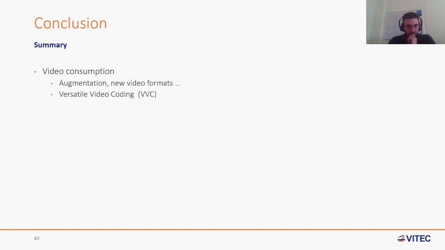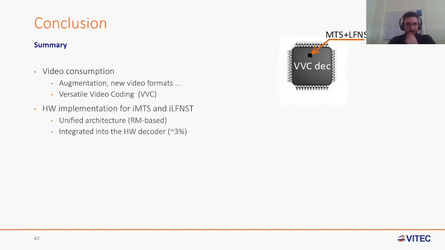In this presentation, we showed how video consumption increased, and we presented some new video formats. We also presented the block diagram of the versatile video coding. Then we presented our proposed hardware implementation for the inverse MTS and inverse LFNST. In this part, we showed that using a regular multiplier-based architecture is more efficient for the VVC transform compared to the previous HEVC transform. This solution actually got integrated into the hardware decoder with 3% of the total VVC decoder.